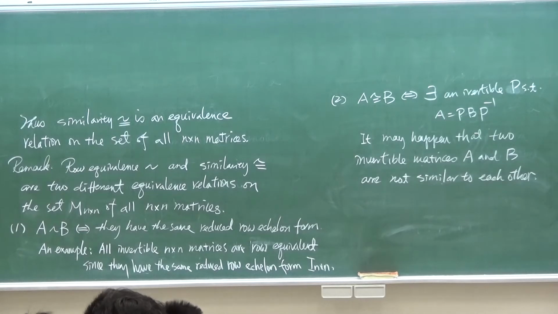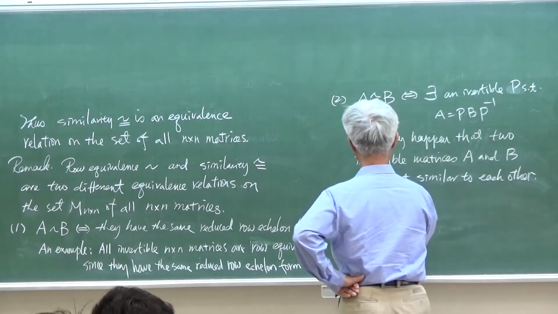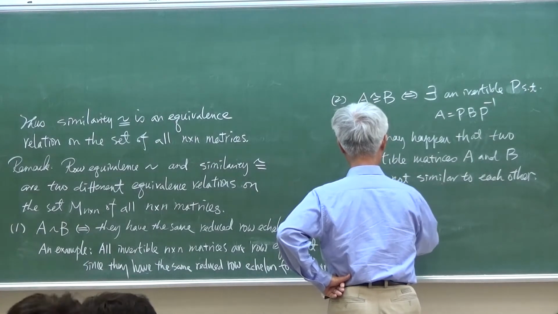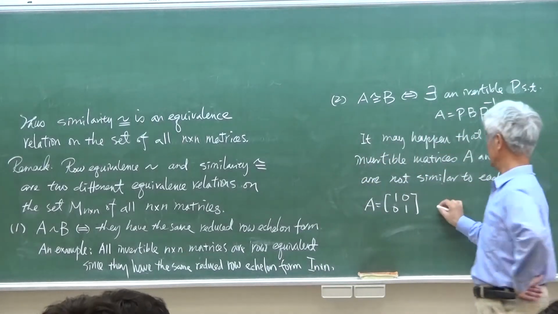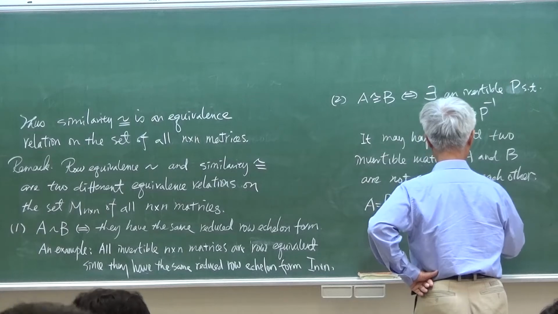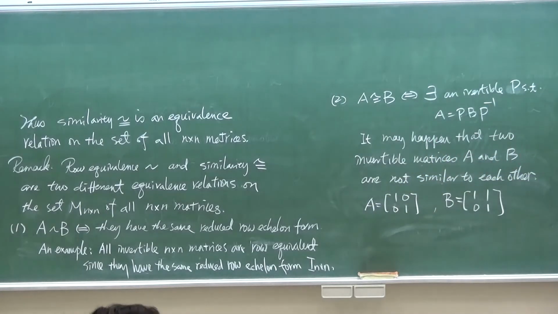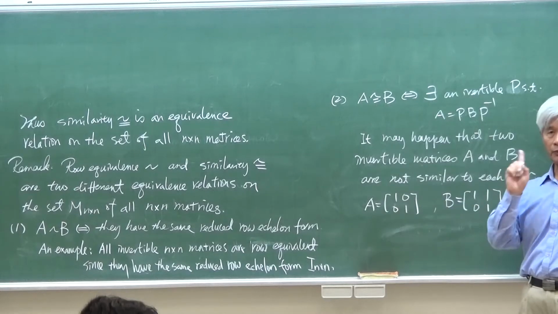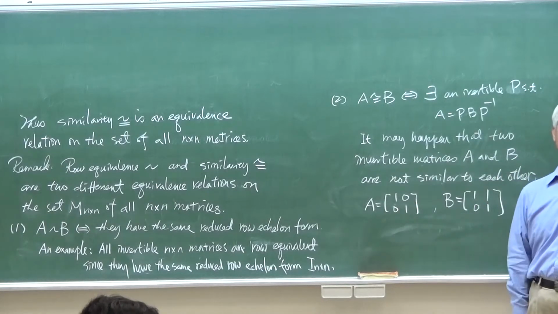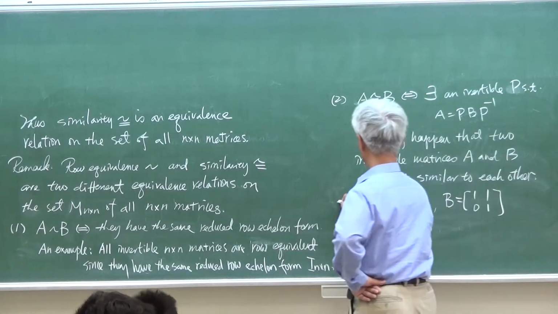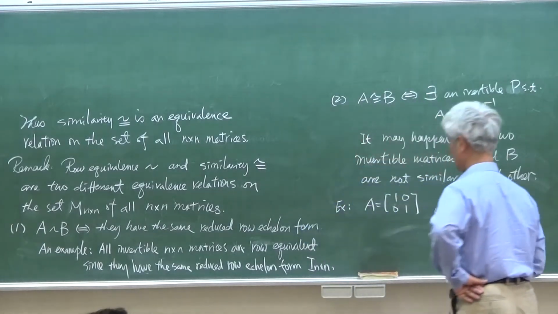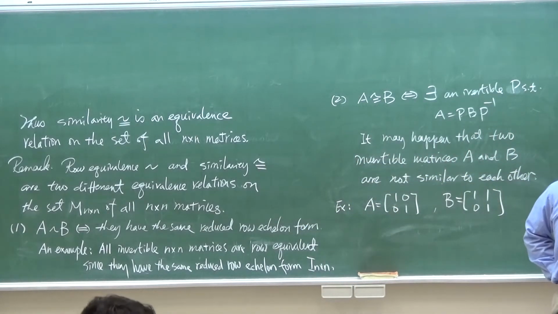Maybe I'll give you a quick example. A and B have determinants equal to 1, right? So they are invertible. Very easy, right? But they are not similar. You can prove it by contradiction.